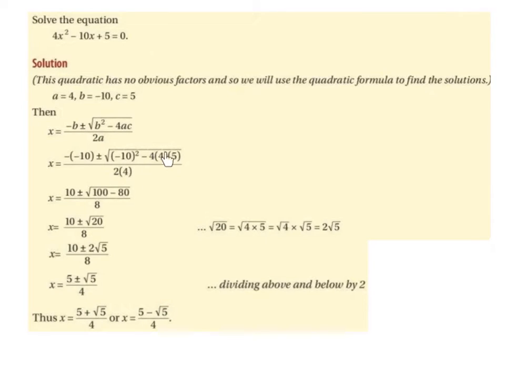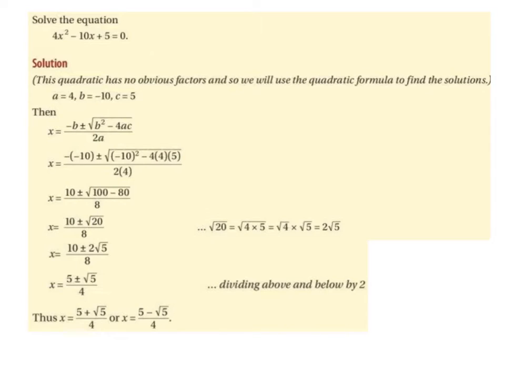Minus 4 by 5 is minus 80. 2 by 4 is 8. And 100 take away 80 is 20. So we have 10 plus minus root 20 over 8.